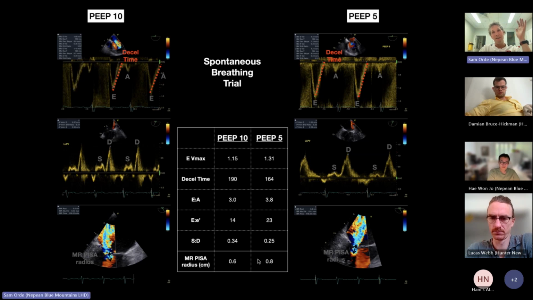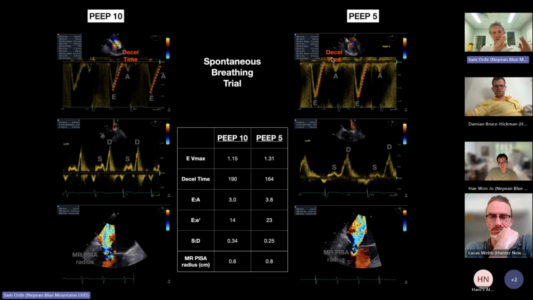Now you can probably argue that you can change the PISA radius around a bit. It's a little hard to do, right? And maybe this is an eccentric jet, but the rest of it is hard to fake. The decel time you could probably fake as well, but it's hard to fake an E to A ratio change, an E to E prime ratio that changes like that, or a further S to D blunting. And I think it's really important to know that this guy's failing his spontaneous breathing trial because he's just got loads of fluid going into his lungs, right?